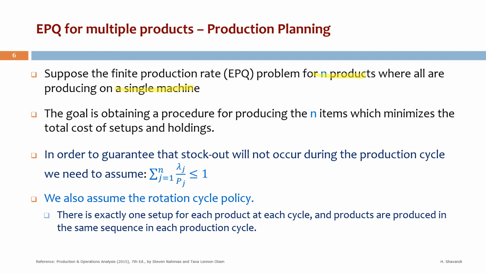Okay, so here we need to assume that the sum over j of lambda j over pj should be less than or equal to 1. This assumption is necessary because it guarantees that the problem is feasible, I mean, we can satisfy all demands. Also, we assume the rotation cycle policy here. This means that at each cycle we have exactly one setup for each product, and we will produce some quantity for each product at each production cycle.